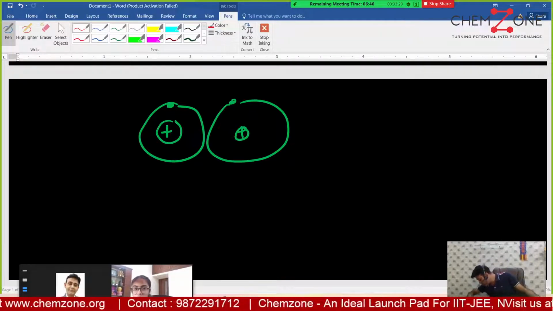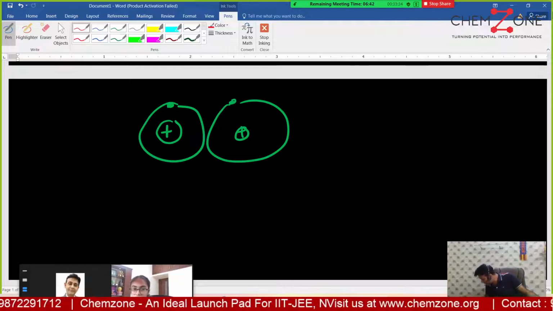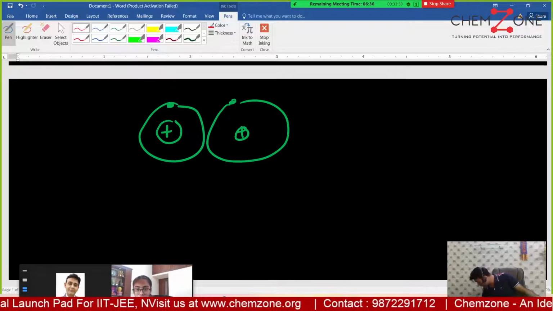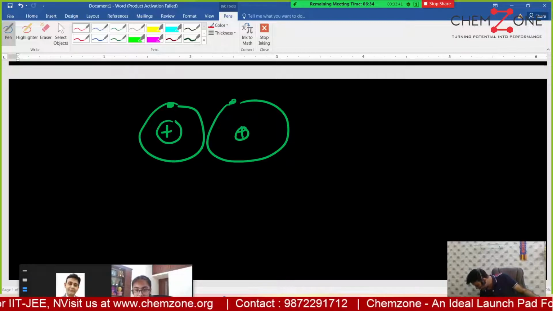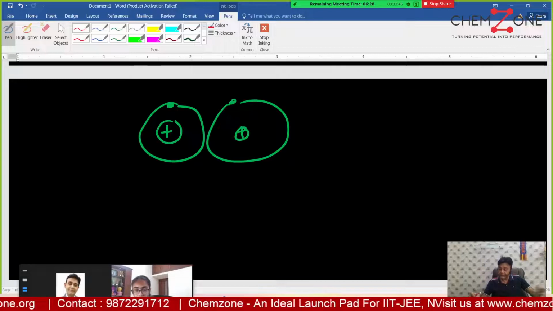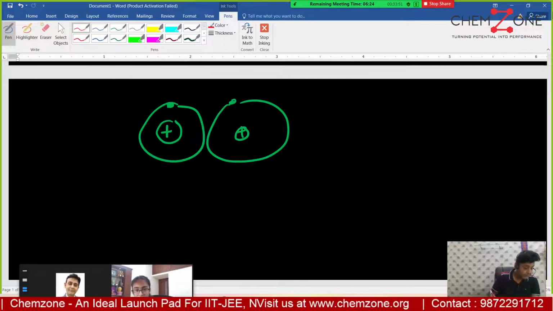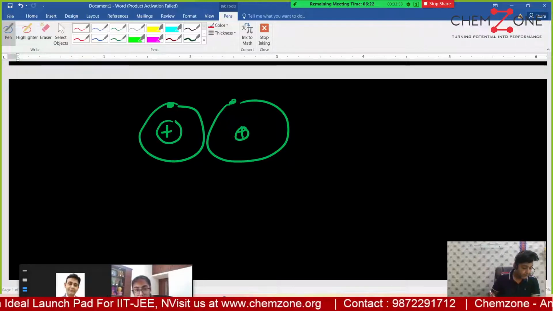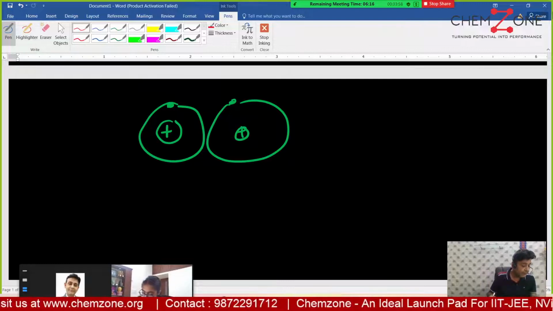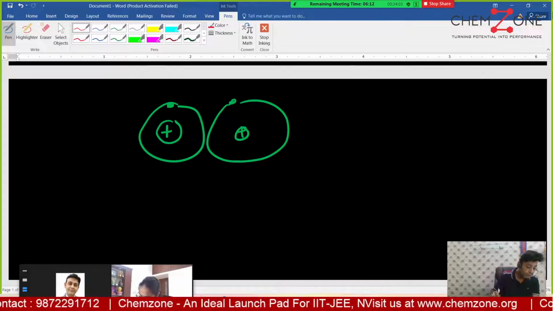Due to the nuclei repelling and the electrons repelling, there's repulsion. But the electron of one attracts the nucleus of the other, and that brings attraction. So there's basically an equilibrium between the two, and that is also bringing the stability.